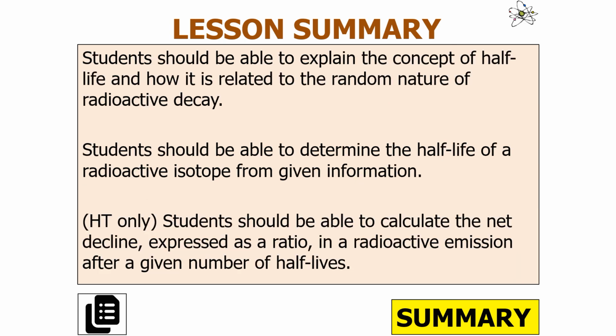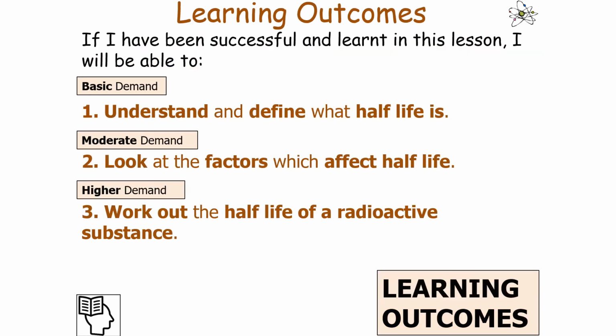You should be able to explain the concept of half-life and how it's related to the random nature of radioactive decay, and determine the half-life of a radioactive isotope from given information. And you should also be able to calculate the net decline expressed as a ratio in a radioactive emission after a given number of half-lives. So if we've been successful and learnt in today's lesson, we should be able to understand and define what half-life is, look at the factors that affect half-life, and finally work out the half-life of a radioactive substance.